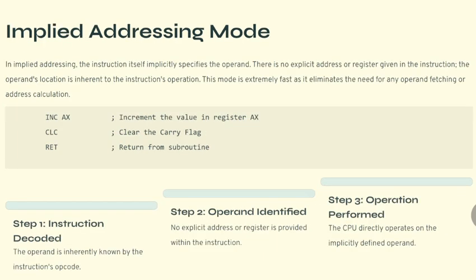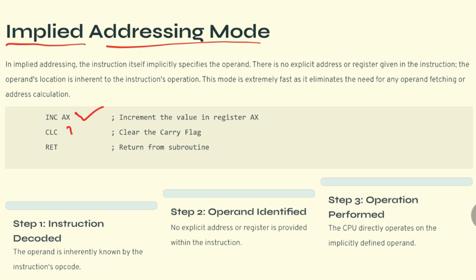And then one more important mode, that is implied addressing mode. In this also there is no need to compute the effective address. Effective address doesn't come into the picture, because the instruction itself defines the operand. Let us take this example, INC AX, right? INC AX means its meaning itself is to increment the value in register AX. So the instruction itself specifies the operand.